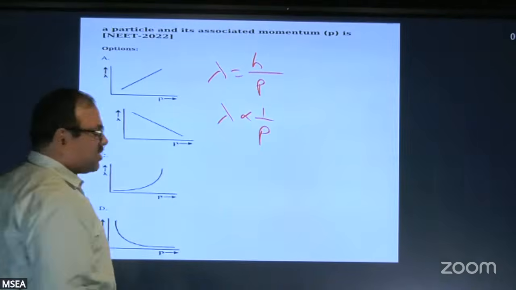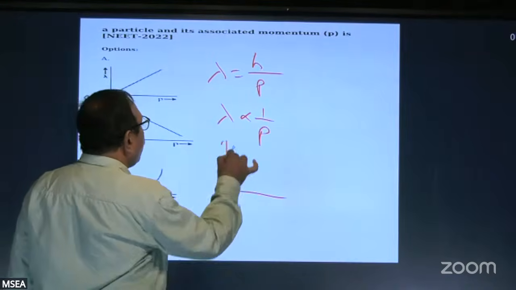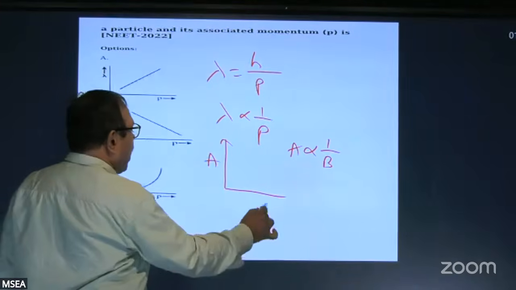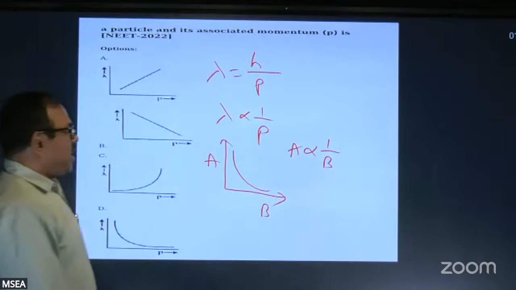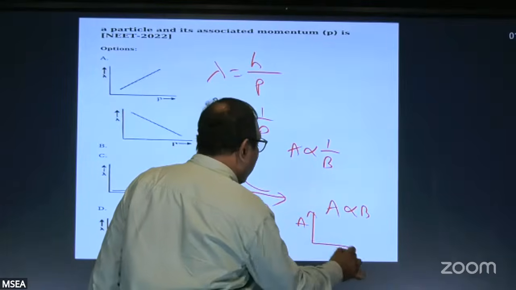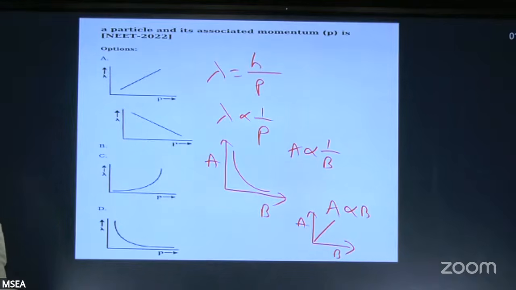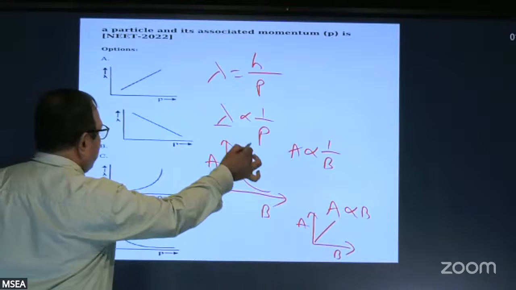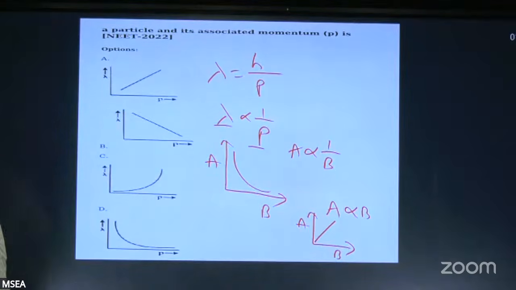Even previously they asked one question where lambda is inversely proportional. So just remember: A proportional to 1 by B. If you are taking the graph between A and B, the graph is a rectangular hyperbola. Whenever A is proportional to B, and you are taking the graph between A and B, the graph is a straight line passing through the origin. For example, as lambda and P are inversely related, that's why the graph is a rectangular hyperbola.